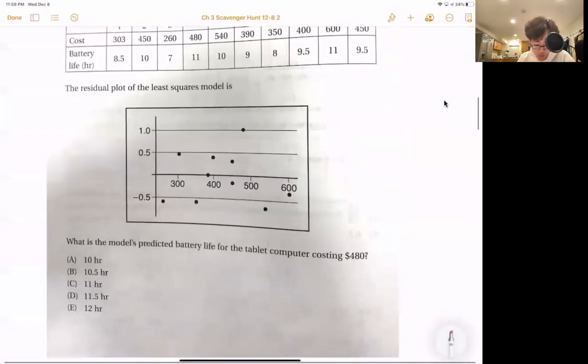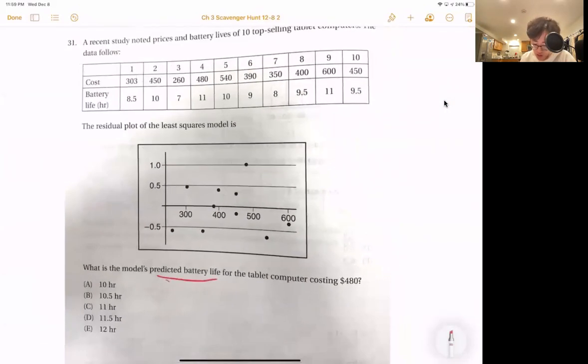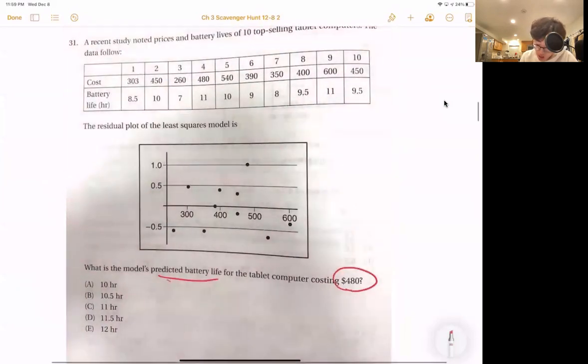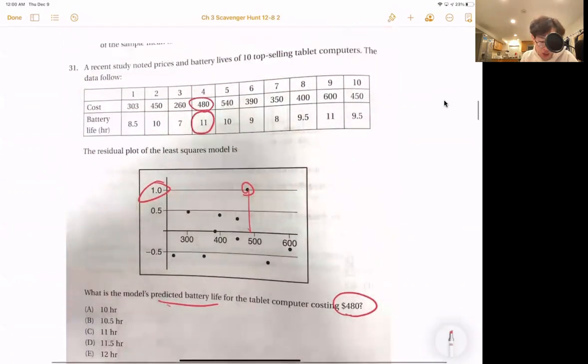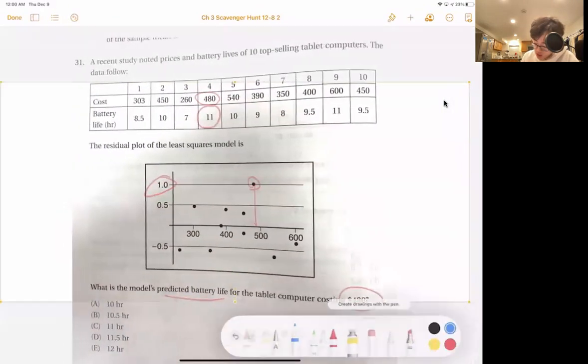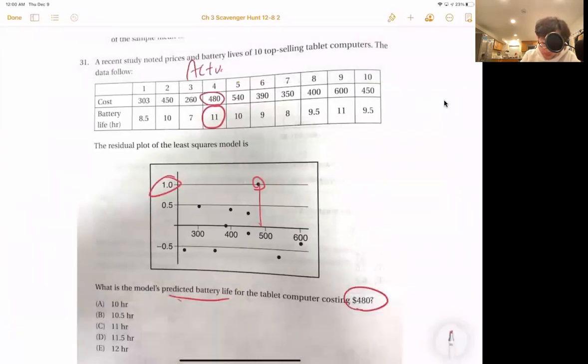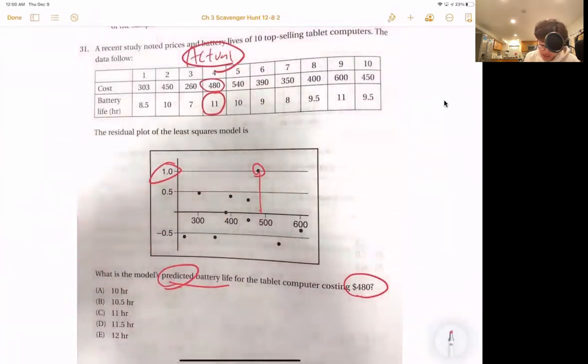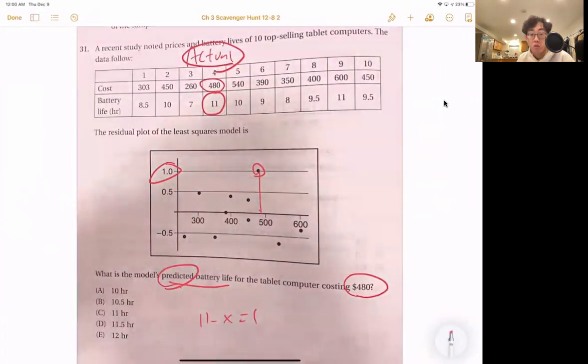All right, next question. We have the model's predicted battery life for the tablet computer costing $480, which we're talking about, having a residual of 1. So $480 for the cost means that the battery life will be about 11 for the actual. This is the actual data. So we're talking about the predicted though. The actual, which is at 11 hours, minus the predicted, which we don't know, gives me the residual of 1, because that's what this data is talking about. So it seems to me that the correct answer here should just be A.